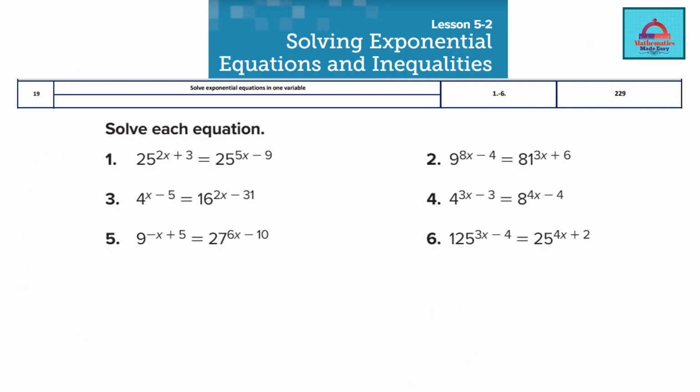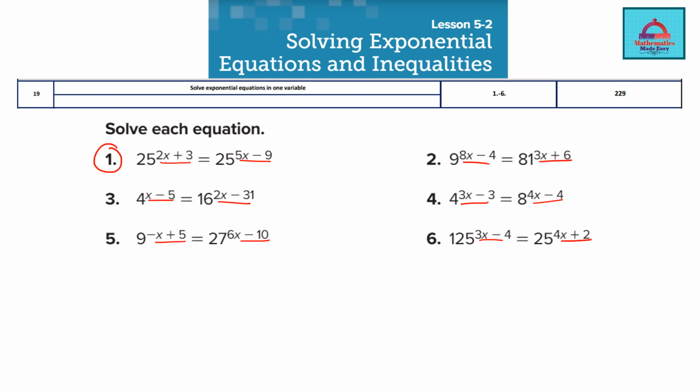Let's solve lesson 5.2 questions, solving exponential equations and inequalities. Here you are given 6 exponential equations. Why exponential equations? Because the variable or the unknown is in the power or the exponent. So it is very easy to solve these equations. Let's solve them in the next screen, and before we start solving them, I will give you a hint that will help you to solve the questions.